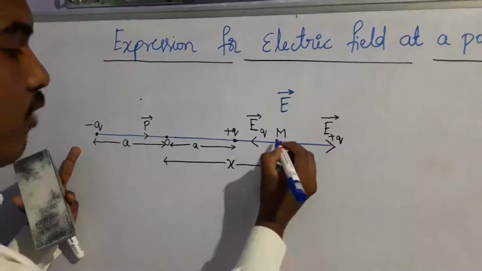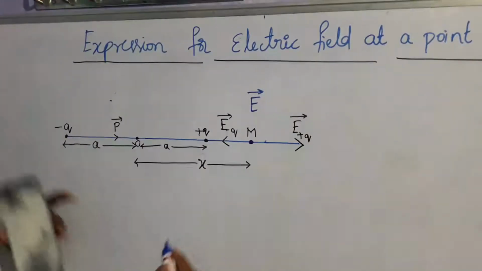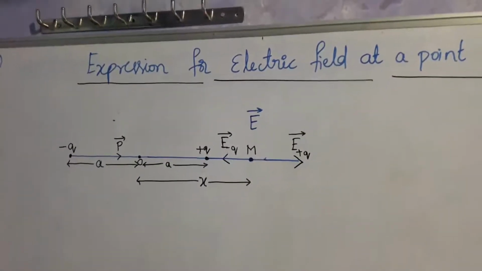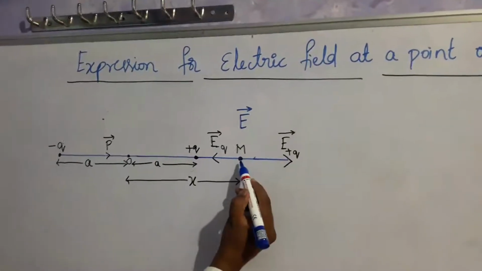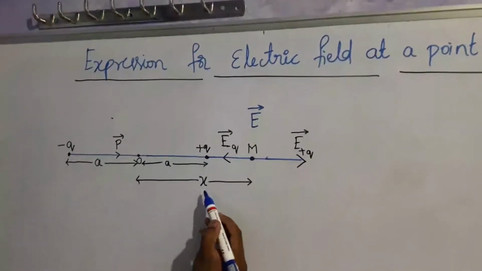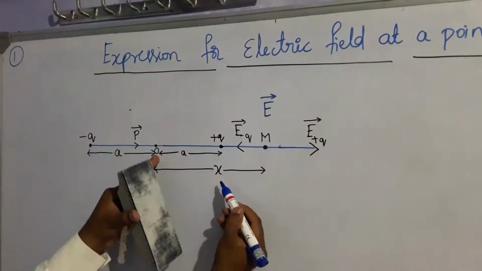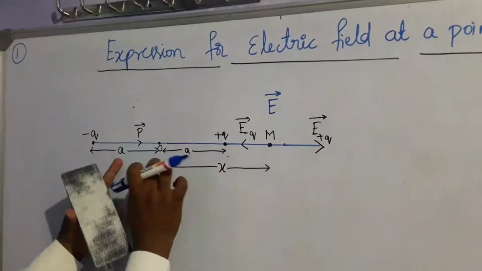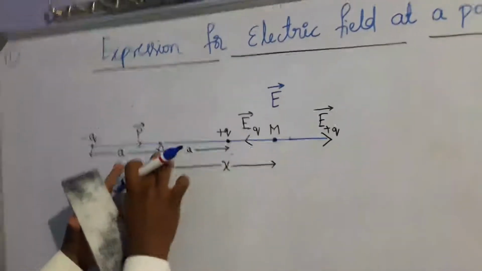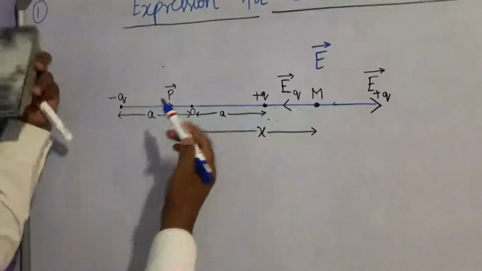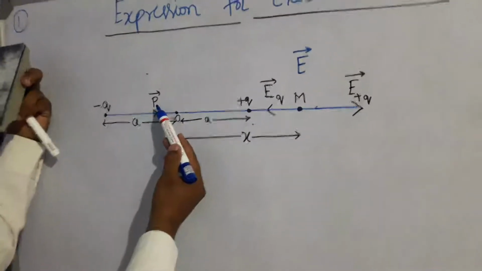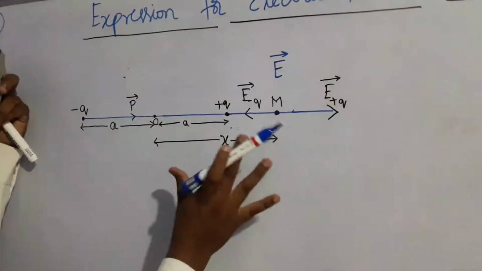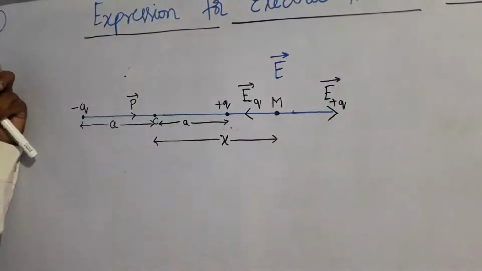Now we are going to find the electric field at point M, which is lying on the axial line. Means we are interested in finding the electric field at point M, which is at a distance x from the center of the electric dipole. And you know, A is the distance of separation from the center of the electric dipole to the plus q and from the center to the minus q. And also this P is the dipole moment, which gives the direction from the minus q to the plus q. You have to understand this diagram very carefully, because without understanding this diagram we can't derive the expression.